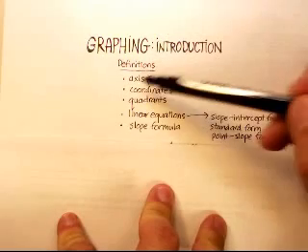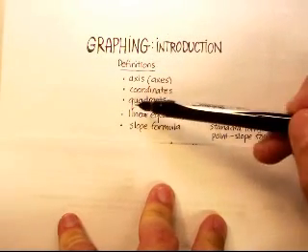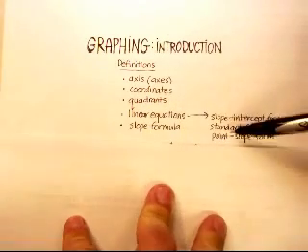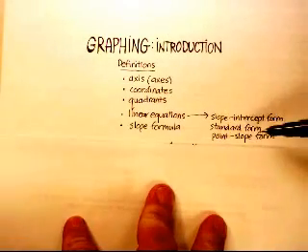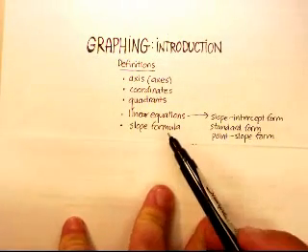I would like to talk about what's an axis. Axes is the plural. What are coordinates? What are the quadrants? What are linear equations? There's three of them. You can see them over here: the slope-intercept form, standard form, point-slope form. And then I'm going to end up with what's called the slope formula.